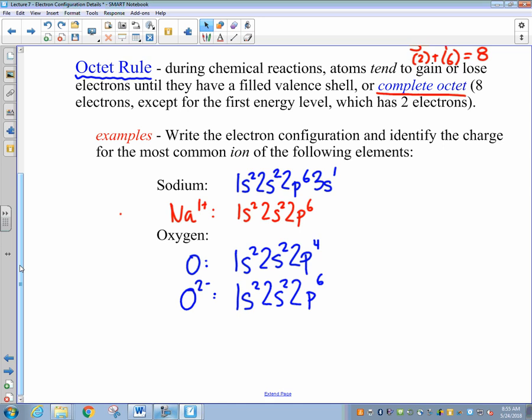So, that should complete right now for us our discussion of electron configuration details. Thank you very much for listening.